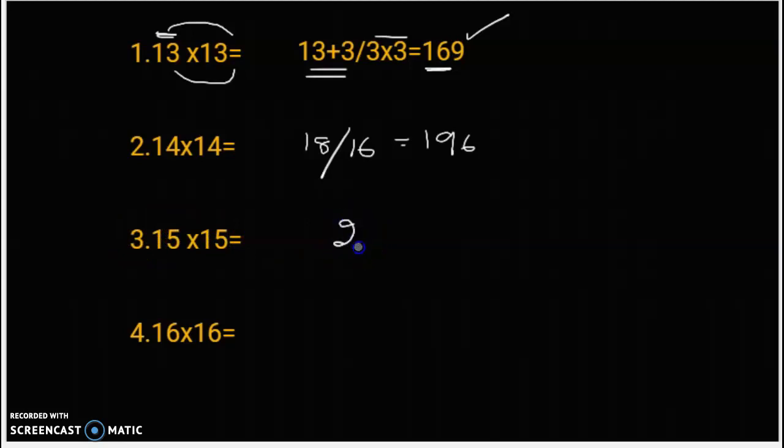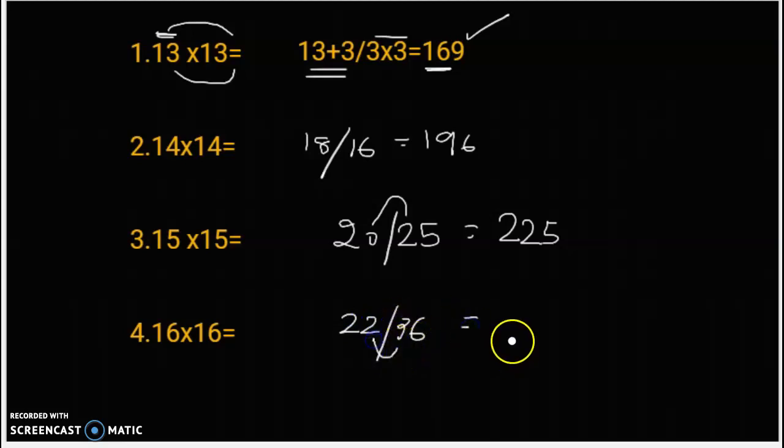15 plus 5 is 20, and 5 times 5 is 25. Adding this 2, we get 225. That is our answer. 16 times 16, that is 16 square. Question number 4. So 16 plus 6 is 22. 6 times 6 is 36. Now add 2 and 3, so 5. So answer is 256. It is natural and fast. With little practice you can even do it in fraction of seconds.